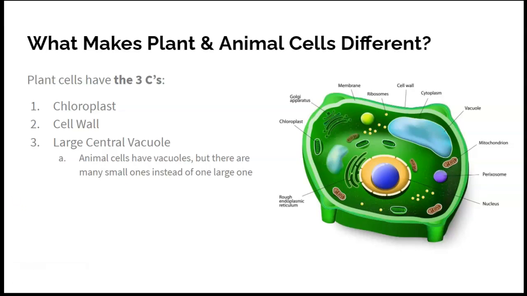Now we have our last two bits of information with our cell types. So what makes plant and animal cells different? Plant cells have the 3 C's. They have chloroplast, they have a cell wall, and they have a central vacuole. Animal cells and plant cells both have vacuoles, but the difference here is that an animal cell is going to have lots of really tiny vacuoles, whereas a plant cell will have a huge vacuole because plant cells need a ton of water storage, whereas for animal cells, it's not quite as important.